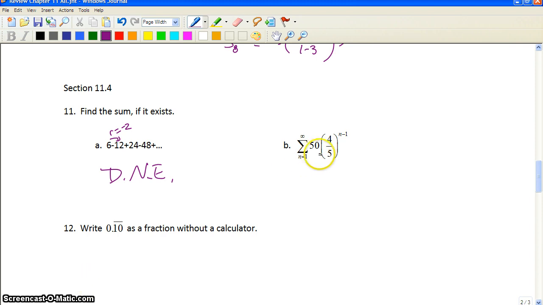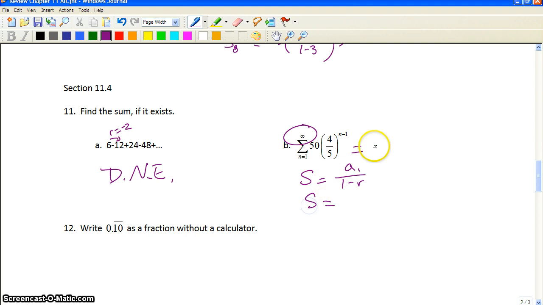Okay? For this one, it's going to exist because that absolute value of r is less than 1. So we're in good shape. But it's also to infinity. So it's an infinite geometric series. So we actually need to do S equals a sub 1 over 1 minus r, and that's the sum of an infinite geometric series starting at 1 going on to infinity, and we can actually do this. Woohoo.